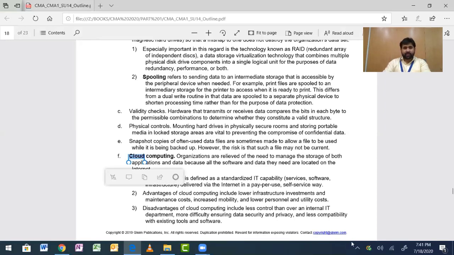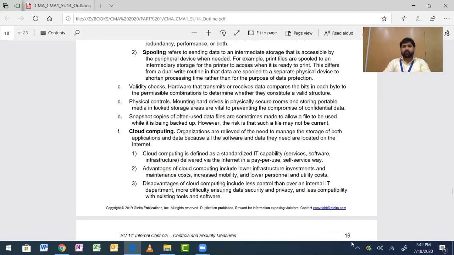Cloud computing, these days very popular. Organizations are relieved of the need to manage the storage of both application and data, because all the software and data they need are located on the internet. So whatever you want, it's already there on the internet, so there is no point saving it with you. Cloud computing is basically defined as the standardized IT capability delivered via the internet in a pay-per-use, self-service way. Moral of the story is that you don't have to keep things on your hard disk.